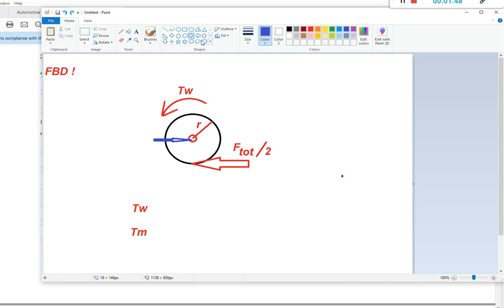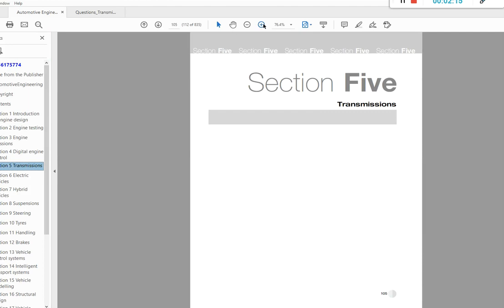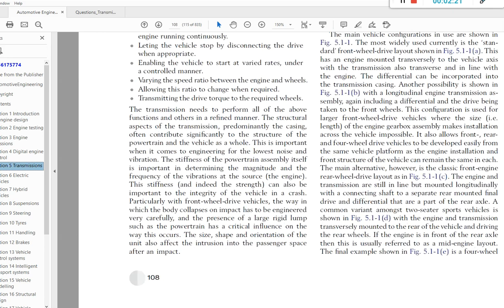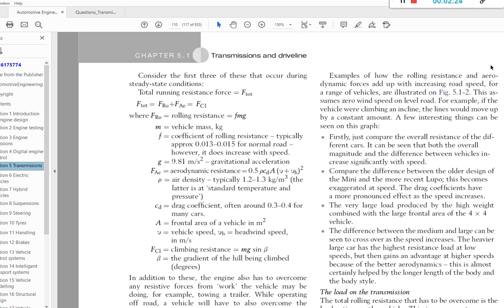Oops. Normal force would be here. But what we care about is the torque producing forces. There's the friction force at the wheel. We assume we have enough friction available to move the vehicle, would be to the left. So we've got the total force according to the corrected equation. So total force is rolling resistance, aerodynamic resistance, and climbing resistance, and I have values for each.